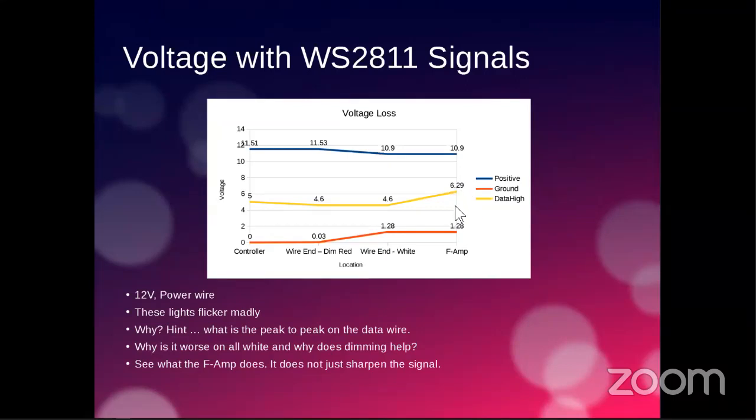I have a quick question. With the F-amp taking it to 6.29 in this instance, wouldn't that be too high for the chip to handle anyway? No, because remember, the chip is seeing this as 0 and this is 5 volts. Remember, I'm measuring these voltages back to the controller, but the pixel doesn't see this 0. The pixel sees whatever's here.